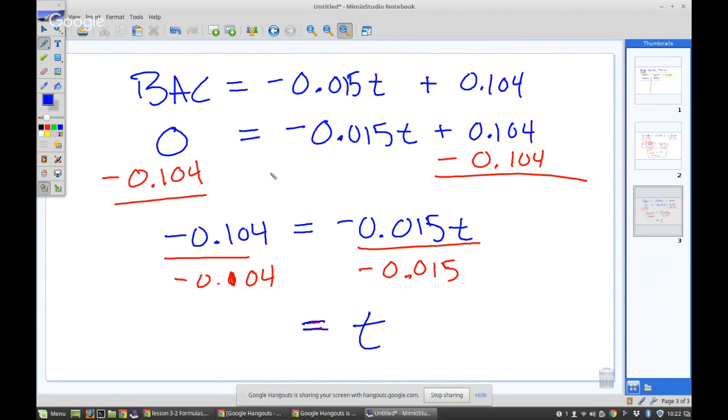6.93 roughly. So this says it's going to take about 6.93 hours for that to happen. So a little under 7 is what it can be. And either way is okay. We do want to practice solving equations. All right, other questions from the worksheet?